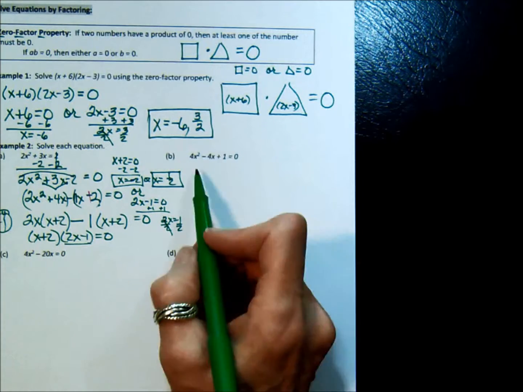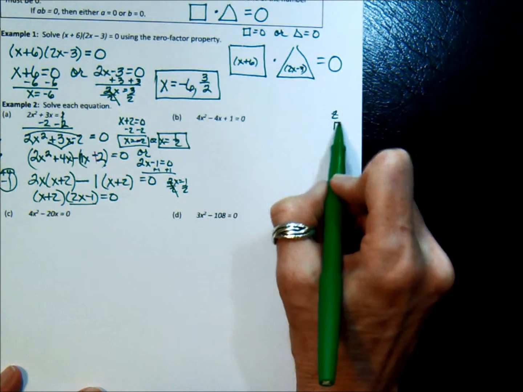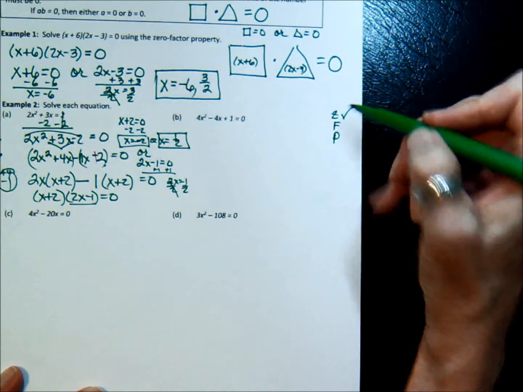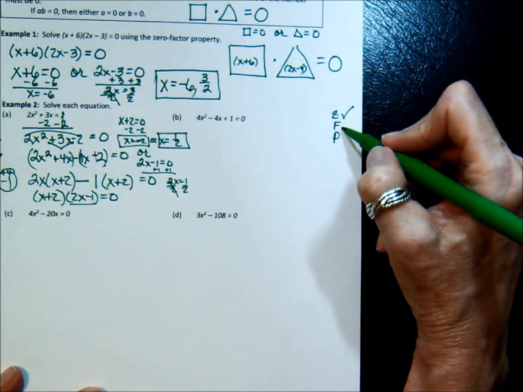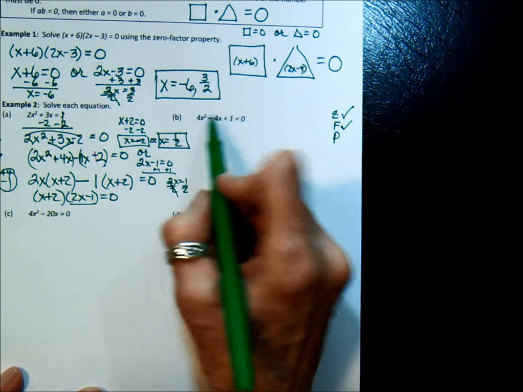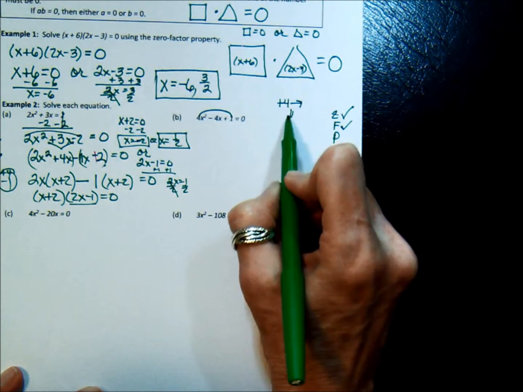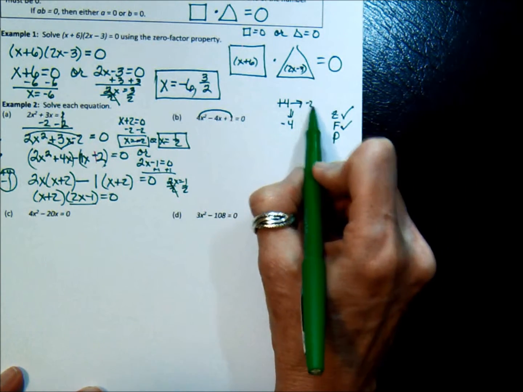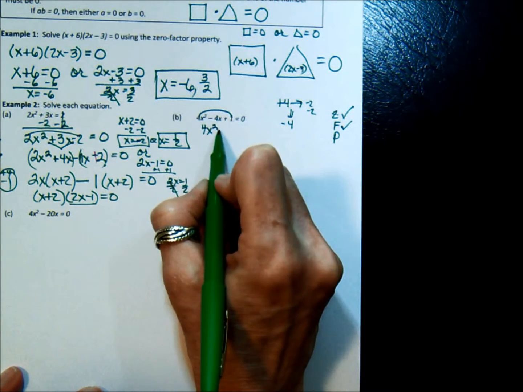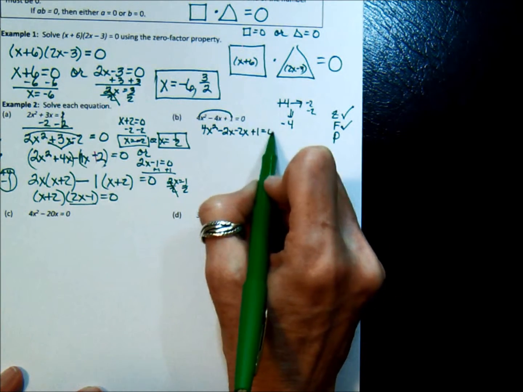Let's look at this next one. I'm going to write down my acronym here to help me remember what to do. I need to get it equal to 0. Well, it already is. I need to factor it. Well, to factor it, I notice that it has a 4 in the front, so it's a long process. I need factors of positive 4 that combine to make negative 4, negative 2 and negative 2. So I bring down the first, I break down the second into those two pieces, I bring down the last.